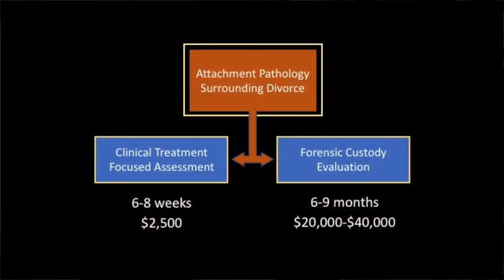Now, the forensic evaluation is going to take 6 to 9 months. It's going to cost $20,000 to $40,000. The clinical psychology assessment will take about 6 to 8 weeks. It'll take 6 sessions. We can actually pull it into maybe 2 weeks or 4 weeks on a rush, but 6 sessions. How long does it take to do those? We'll say 6 to 8 weeks. So it'll take about 6 to 8 weeks to complete for a cost of about $2,000. So $2,000, 6 to 8 weeks, versus $20,000 to $40,000, 6 to 9 months.